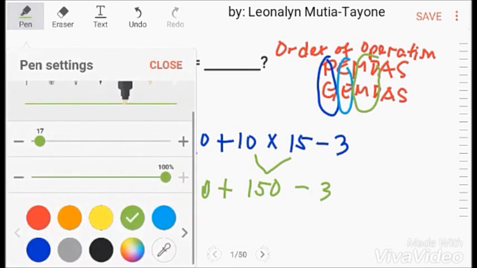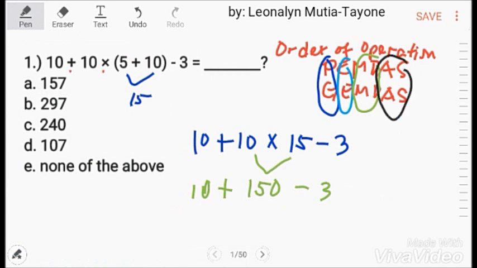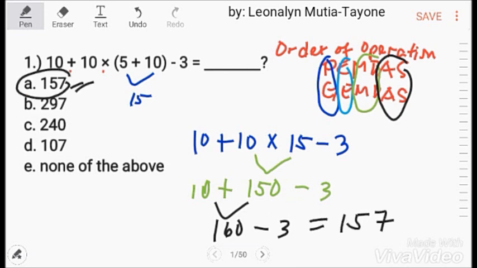Next is, we have addition or subtraction, whichever comes first. Nauna si addition, so we will do addition first. And this is 160. 160 minus 3 is equals to 157. The answer is letter A.